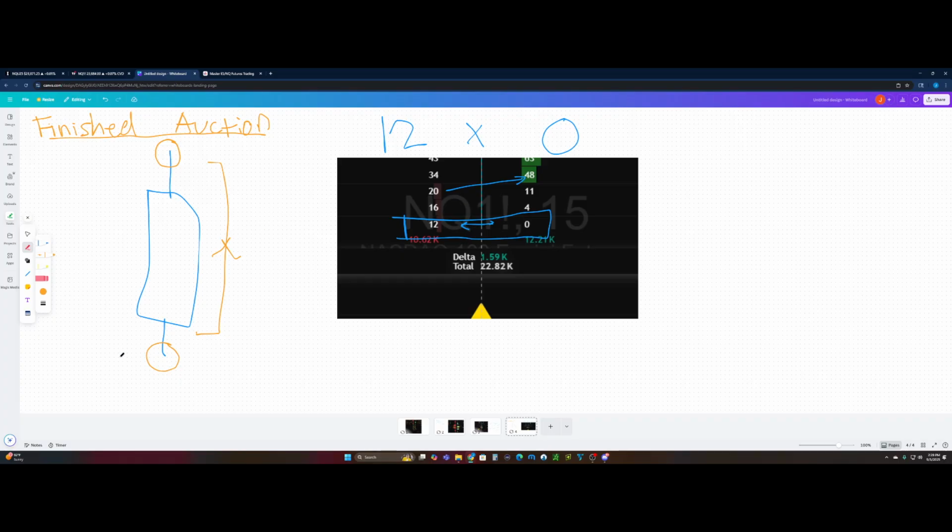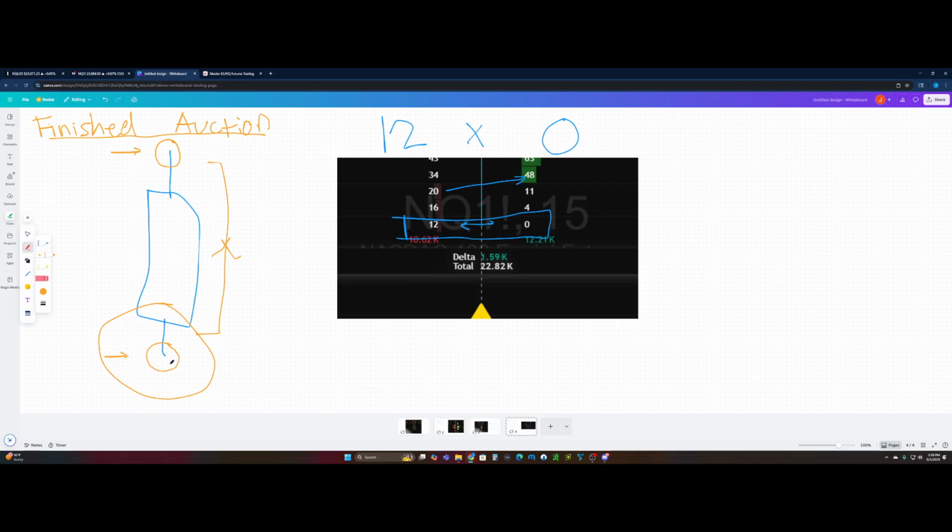And depending on if you're at the top or the bottom, we're going to look for these finished auctions because it adds, again, a little bit of confluence to our trade. And it kind of gives you another little hint about what's going on. Now, in this specific scenario, in the screenshot, we are looking at the bottom of the wick. Now, in the bottom of a wick, a finished auction is going to be this 12 and 0.